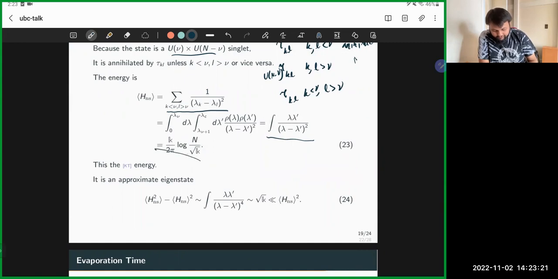And you get exactly the KT value of the energy. And of course, I did not say that this is an eigenstate. So you can check the variance in the energy, and it's basically just, if this was lambda minus lambda prime squared, this is lambda minus lambda prime to the 4, and you find that it's root k, which is much less than the square of the energy, which means that the variance is really small and it's an approximate eigenstate.